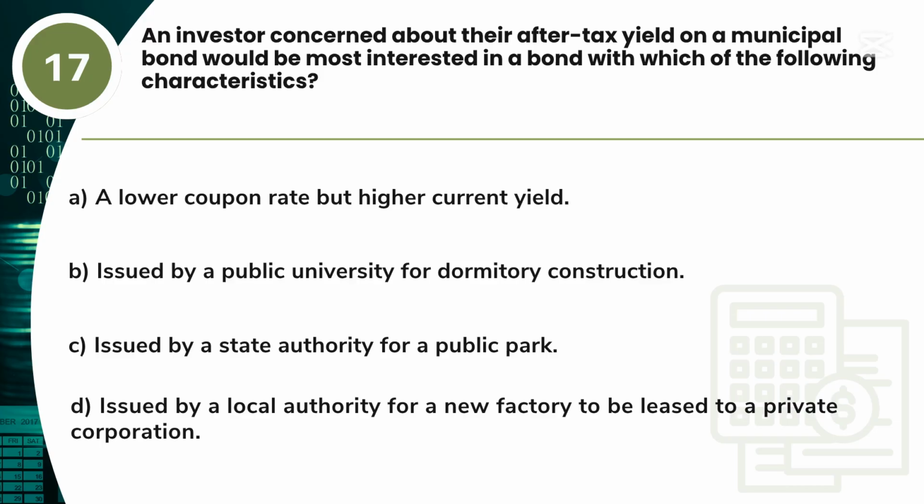Question 17. An investor concerned about their after-tax yield on a municipal bond would be most interested in a bond with which of the following characteristics? A. A lower coupon rate but higher current yield. B. Issued by a public university for dormitory construction. C. Issued by a state authority for a public park. D. Issued by a local authority for a new factory to be leased to a private corporation.